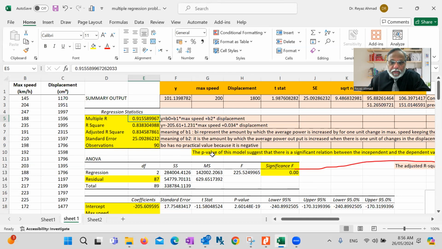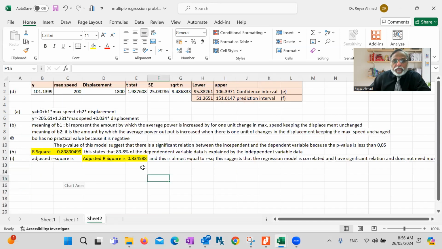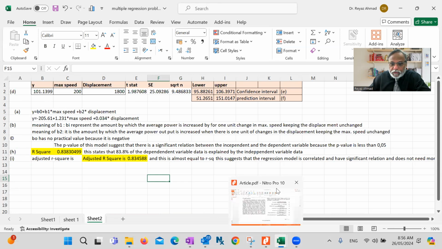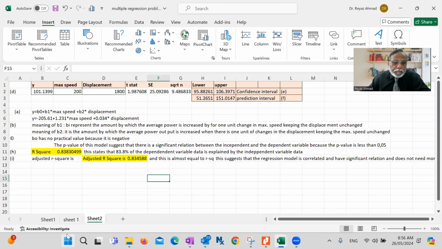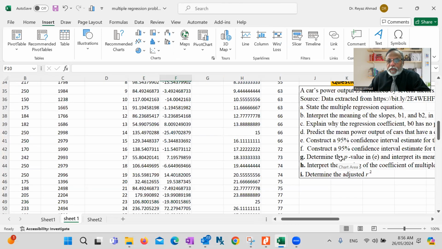So the answer to the question, use the p-value and interpret this. The interpretation is already shown over here. I have also written the p-value of this model, already explained over here. You can copy and read it. So this is the answer of this question. Determine the p-value in E, okay? So this is already done.